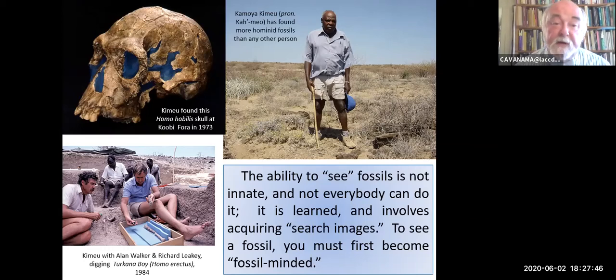And here's a guy, Kamoya Kimeu, who found more fossils than any single person. He's a local guy. And he got some training. When they first hired him, they told him he was going to dig. He thought he was going to have to dig ditches. But they introduced him to a bit of paleontology. He picked up the relevant search images, and he went to town. And he turned out to do very, very well at using these search images, using his radar to find fossils.